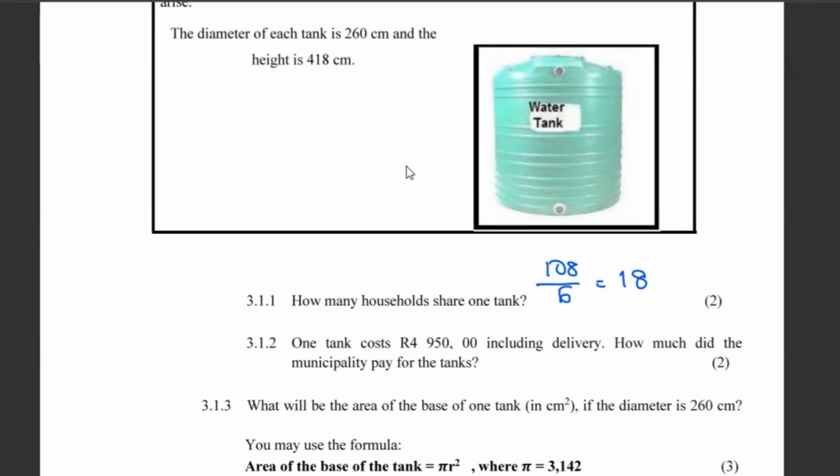One tank costs 4,950, including the delivery. How much did the municipality pay for the tanks? Remember, how many were they? There were 6 tanks. If they were delivered and each cost them how much? So the answer is 29,700 rands.